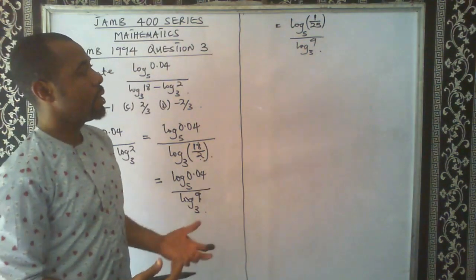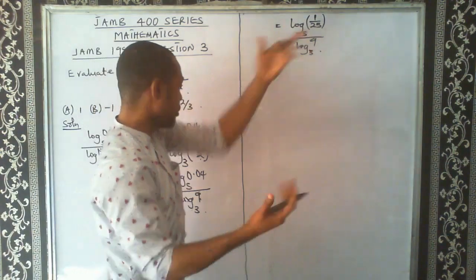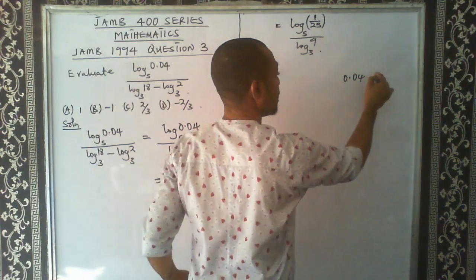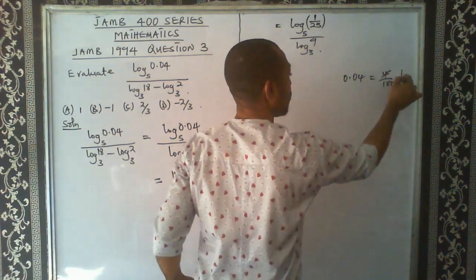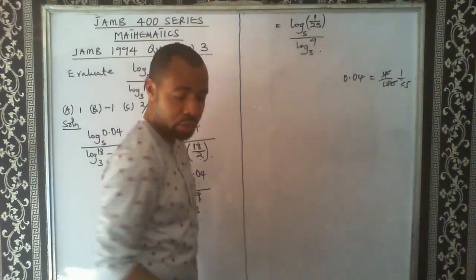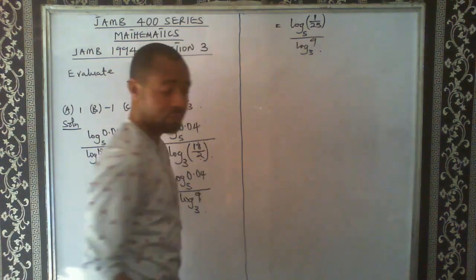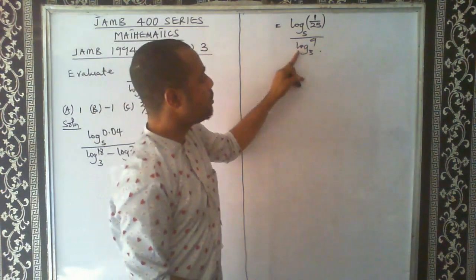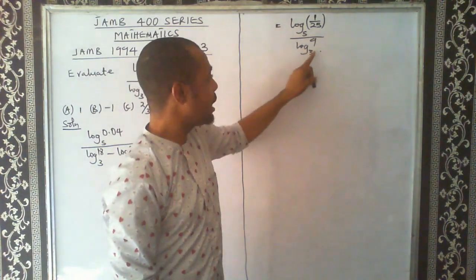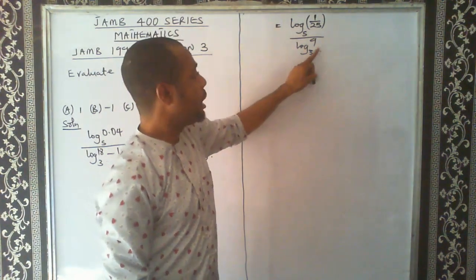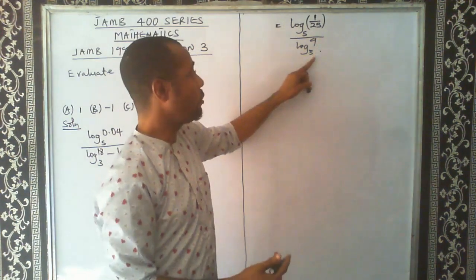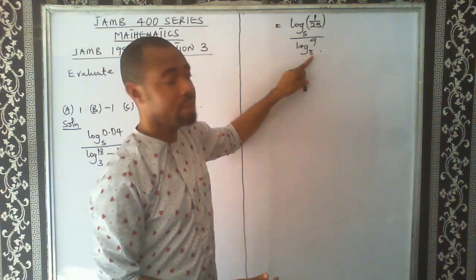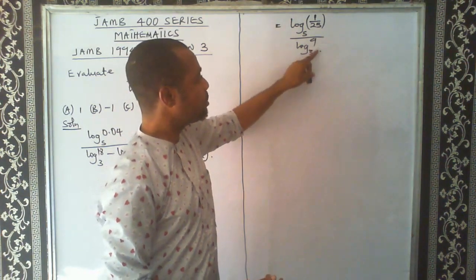Now if we move further, somebody may be asking how did we arrive at this. 0.04 is the same as 4 over 100. So 4 into 4 is 1, and 4 into 100 is 25. So that's how we arrived at 1 over 25. We can now begin to express this in this form, because this can be simplified. Looking at 9 and 3, we notice that 9 is a multiple of 3, so we can express 9 as a power of 3.